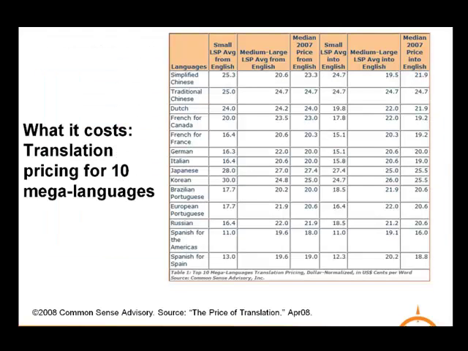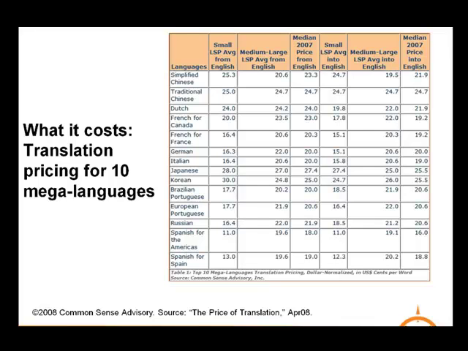So this slide gives you a sense of the pricing in the industry. This is a table from a report that we published in 2008 on the price of translation, and it shows the average pricing for 10 different language pairs to and from English. We actually have this data for 74 different language pairs, but this gives you a snapshot of some of the most commonly requested languages. As you'll note here, the price for translation depends on the direction, whether you're going into European Portuguese or into English.